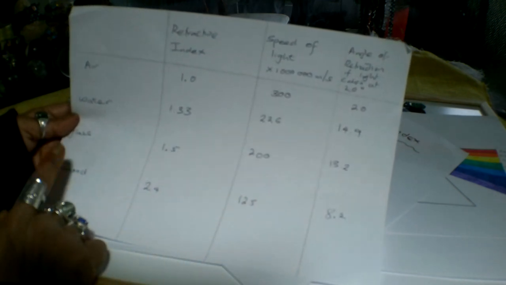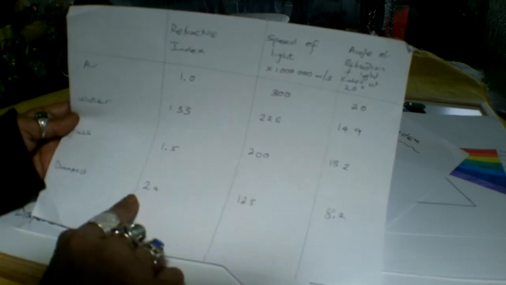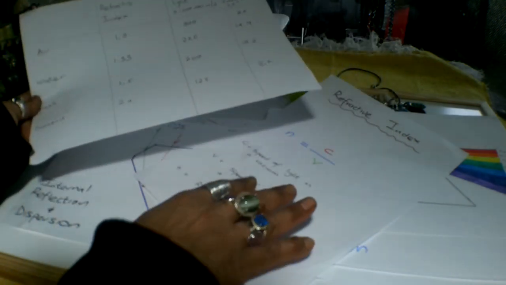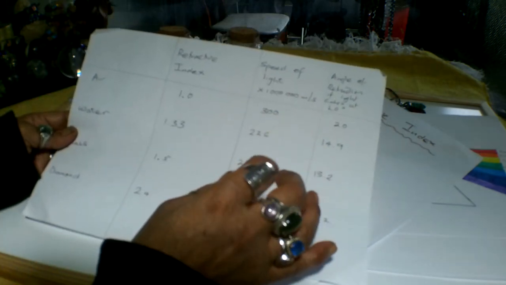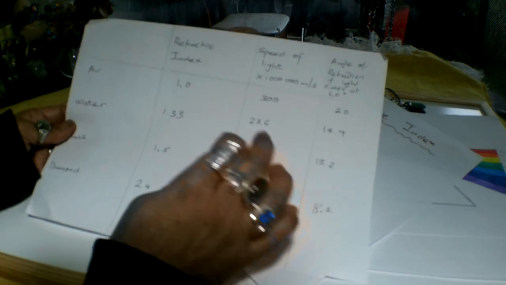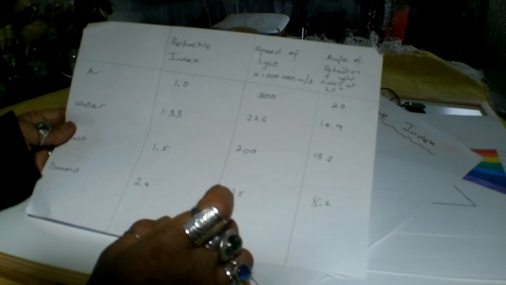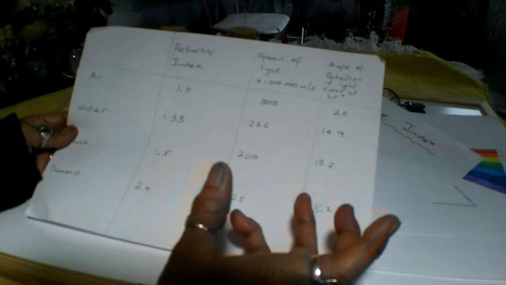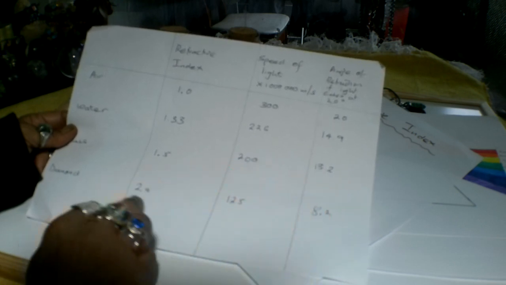And the final one is diamond, which is pretty dense. The speed of light has dropped right down to 125, and it's got a refractive index of 2.4. Now, according to the refractive indices of the gemstones, the higher the value for the refractive index, the more brilliant the stone will be. So if you're looking at refractive indices when you're choosing gemstones, it's best to choose gemstones with higher refractive indices, because you will see that the gemstone will have more brilliance in it. And diamond has quite a high brilliance.